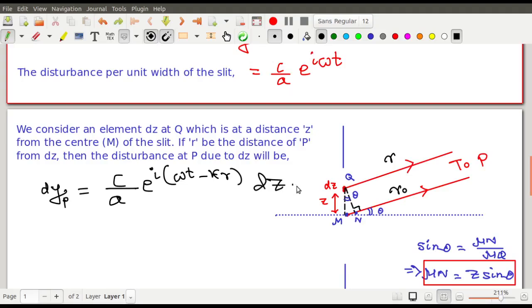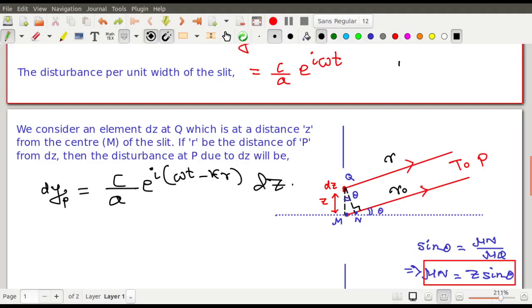Path difference, phase difference, you have to take care of these, otherwise how will you distinguish between the two points? If you don't take the path difference, phase difference, how will you distinguish between the 2 points? So in order to distinguish that, you write it over here, it is dz. You write it as omega t minus kr.